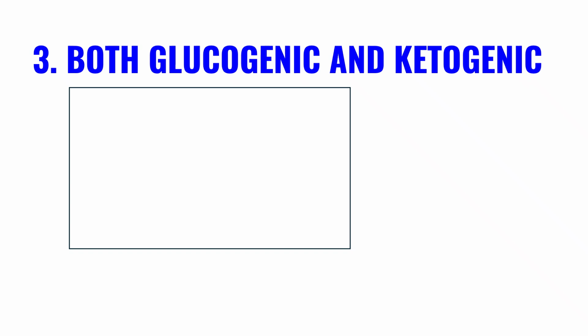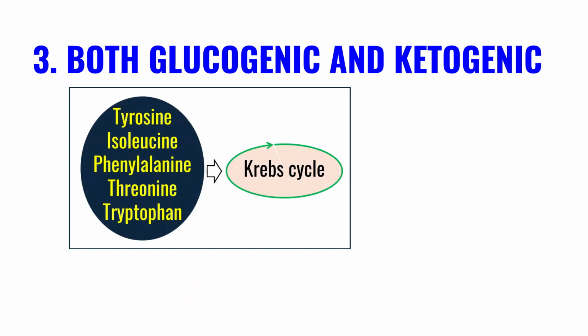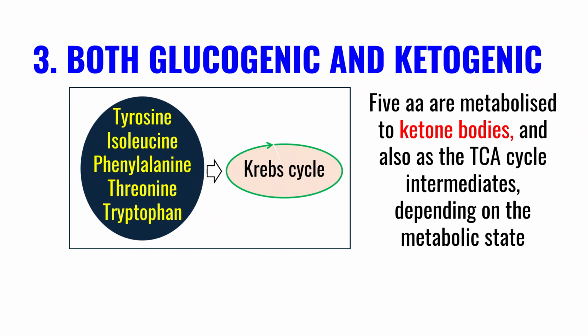So let us discuss the third category, which includes 5 amino acids, namely tyrosine, isoleucine, phenylalanine, threonine and tryptophan. They exhibit properties of both glucogenic and ketogenic amino acids. Depending on the cellular metabolic state, they can be either converted into acetyl-CoA or ketone bodies to enter the TCA cycle, or they can also be converted into the intermediates of the cycle before entering the Krebs cycle or TCA cycle.